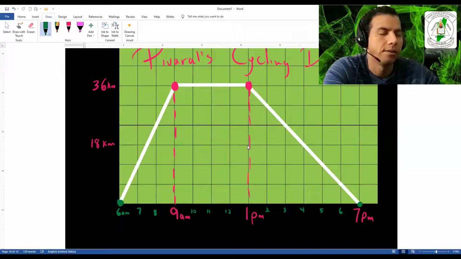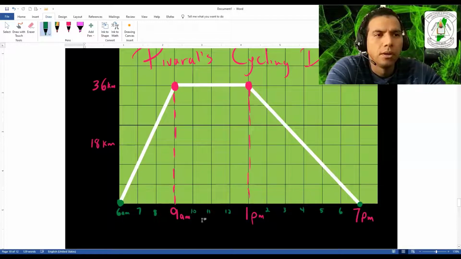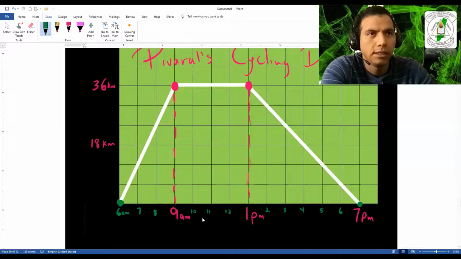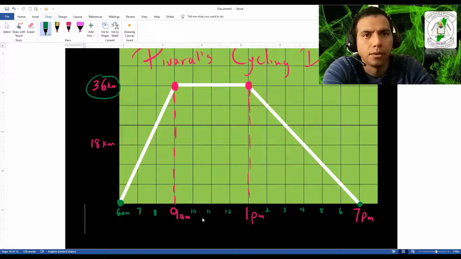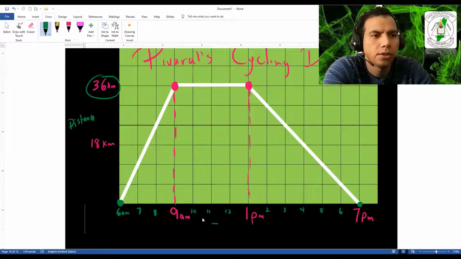So that will be 6 in the morning. That's very important here. Now, how far did Peverell cycle? Well, the highest point here is 36 kilometers. That would be the distance. And of course, down here is the time.